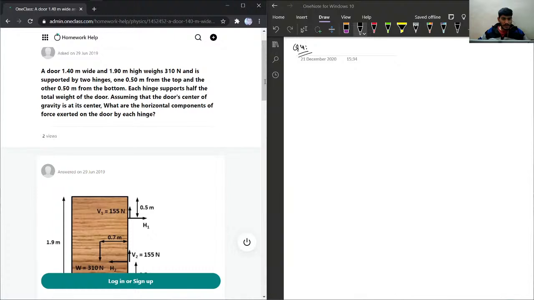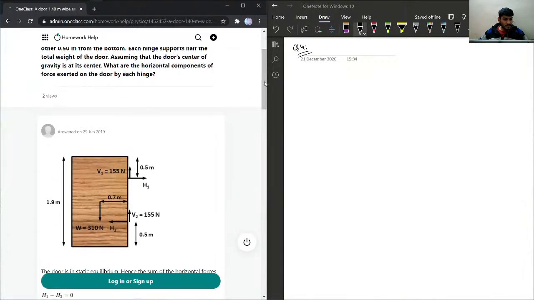One 0.5 meter from the top and the other one 0.5 meter from the bottom. Each hinge supports half the total weight of the door. Assuming that the door center of gravity is at its center, what are the horizontal components of the force exerted on the door by each hinge?